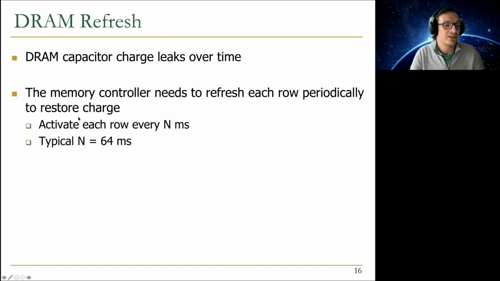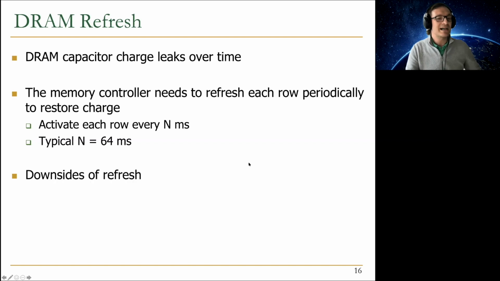What does refresh mean? It means that you need to activate every row every n milliseconds. And typical n today is 64 milliseconds. I say typical because this is going down. In some chips, it's 32 milliseconds, for example, in LPDDR chips. At high temperatures, it's even lower, 16 milliseconds, for example, in some LPDDR chips. So at higher temperatures, the charge leaks faster, so you actually need to refresh even more.